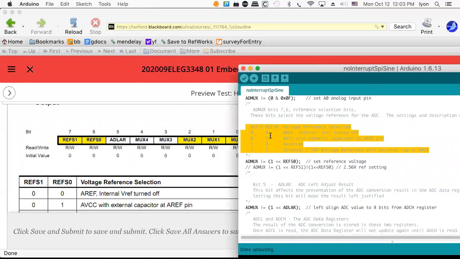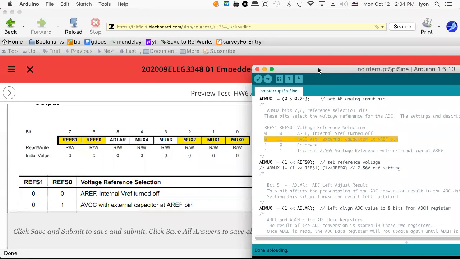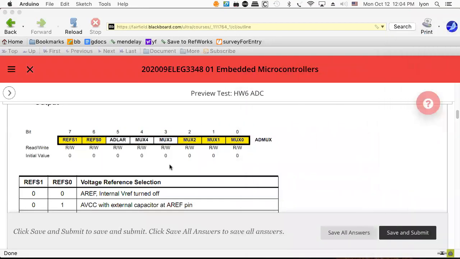Then here comes one where you're using the analog VCC, which is 5 volts. And then we have an internal voltage reference that goes to 2.56. And you can see where the bits are. They're in bits 6 and 7. And so what we're doing over in here is we're setting the REFS 0 to a 1, which means we're going to be using the VCC as our reference. So that's where that code comes from.